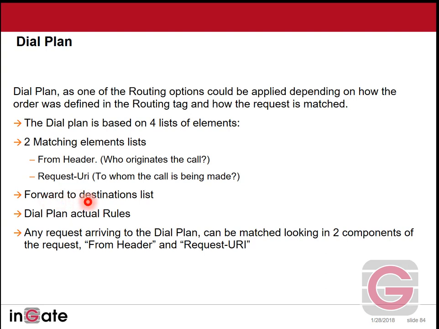The third one is a forward to destination list. It's a way to define all the potential destinations a call can be sent to. And finally, we're going to see there is a list of dial plan rules. This is the actual dial plan. So in summary, any request arriving to the dial plan can be matched looking into two components, the from header and the request URI. Based on that, you can decide from the list of potential destinations which one is going to be selected.